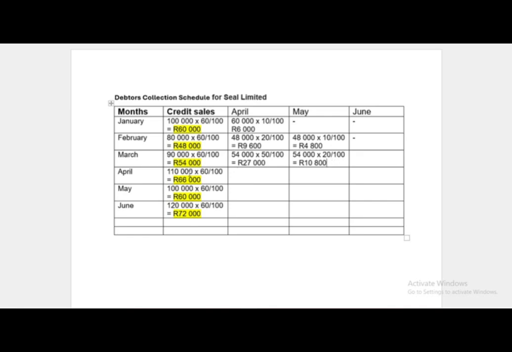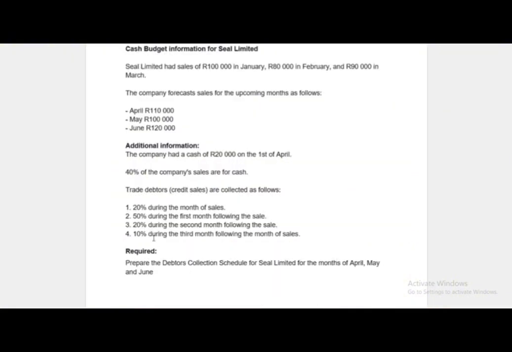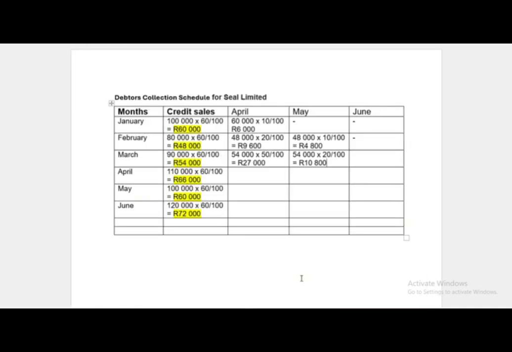And then we have to collect for the third month, which is 10%. According to the policy, 10% during the third month following the month of sales. So we are going to June, because if you check, the month of sales is March, the first month following is April, the second month is May, then the third month is June. It means we must collect 10% of 54,000, so we are collecting 10% in June for March. I don't know if you follow. And then it's going to be 10 divided by 100 right there.